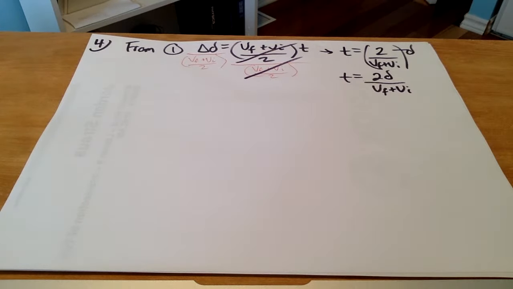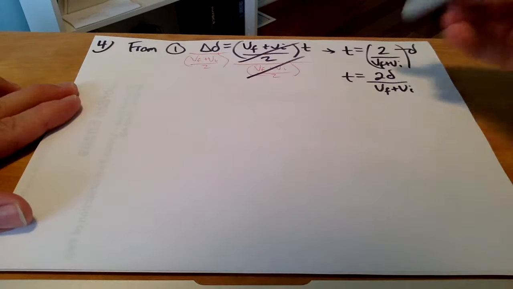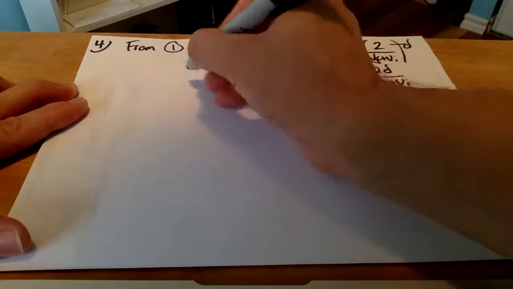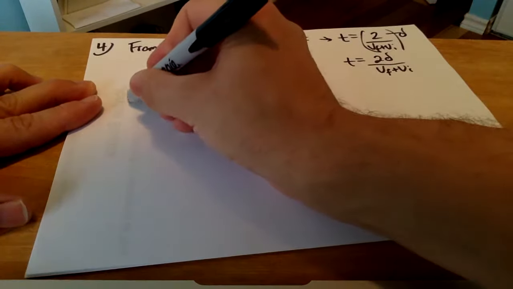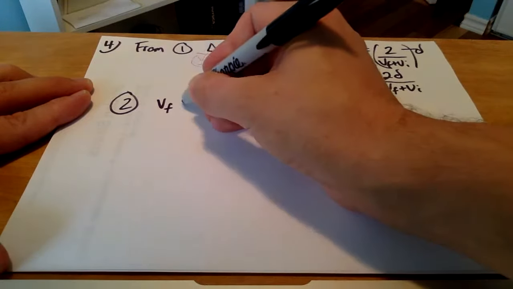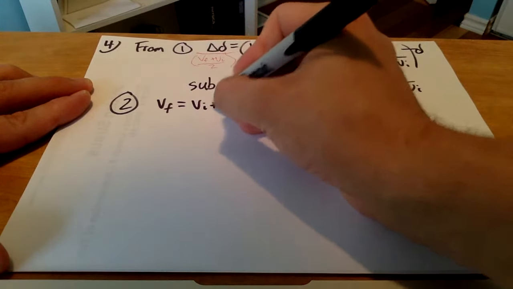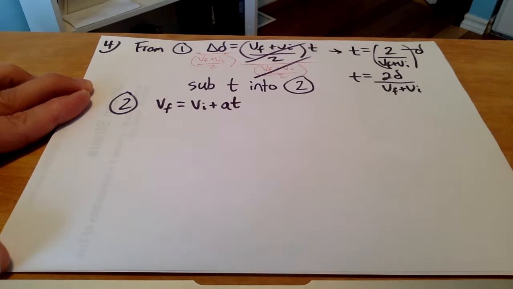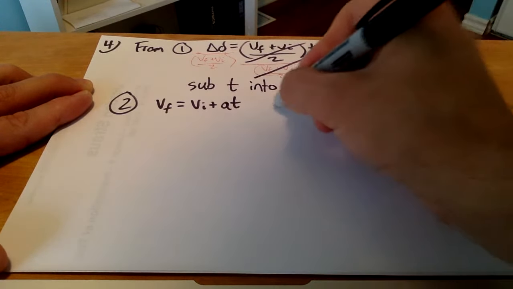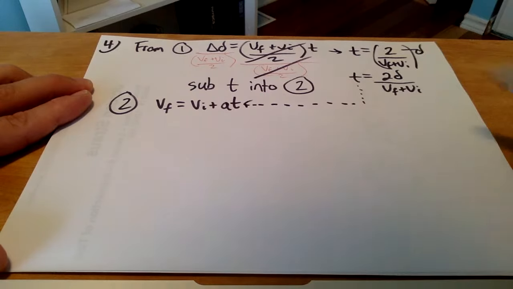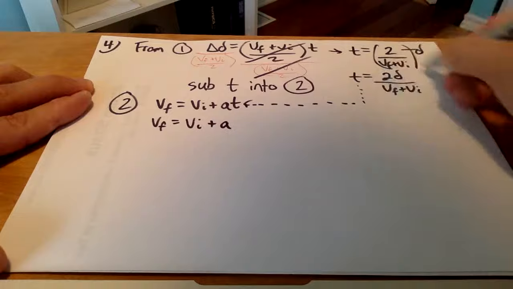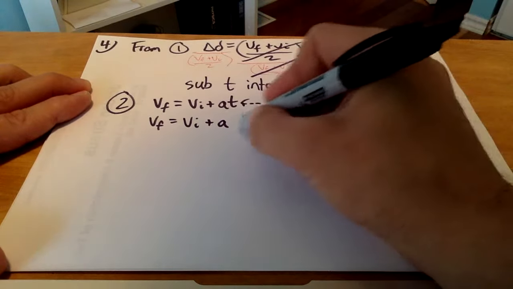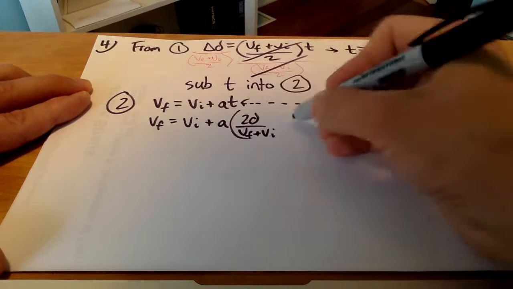So that's sort of the first step. Take equation 1, rearrange it, solve for T. What I'm going to do is sub T into equation 2. From equation 2, I know equation 2 is Vf equals Vi plus At. Now what I'm going to do is just take my T term and jam it into my equation. When I do that, I have Vf equal to Vi plus A times this monstrous T here, so times 2D over Vf plus Vi.